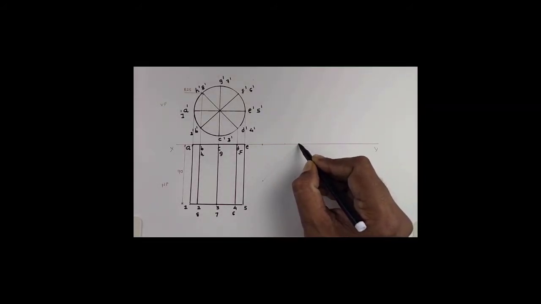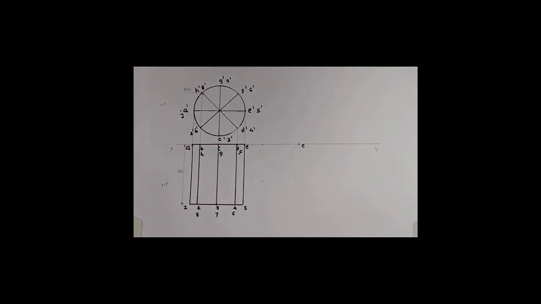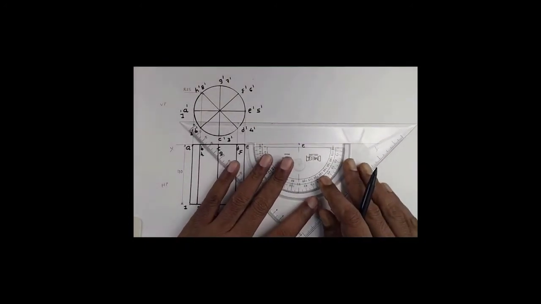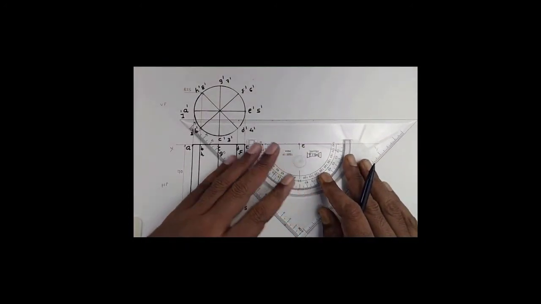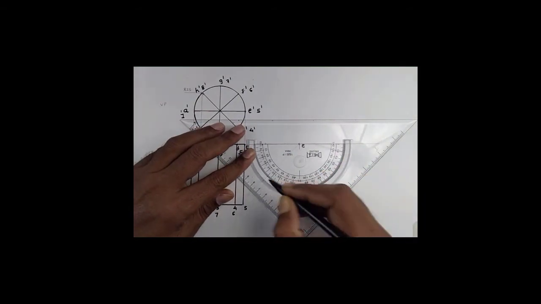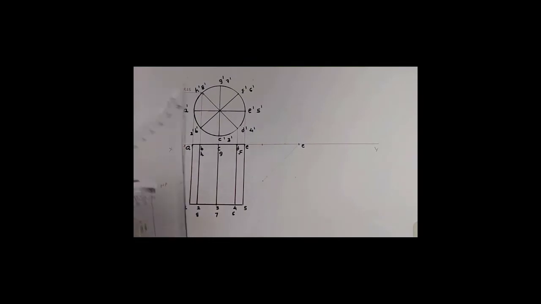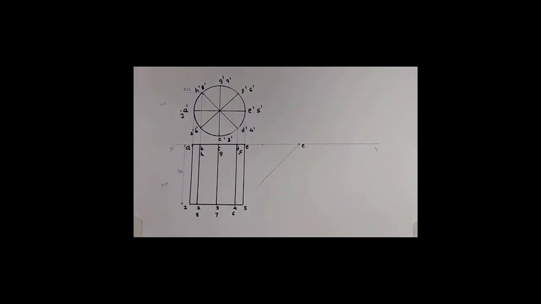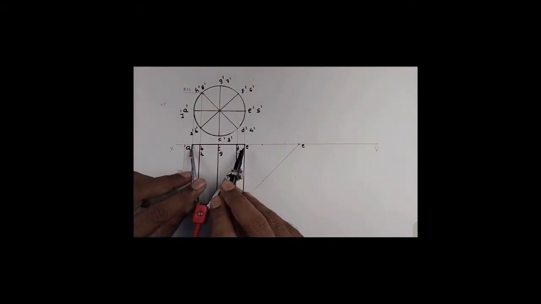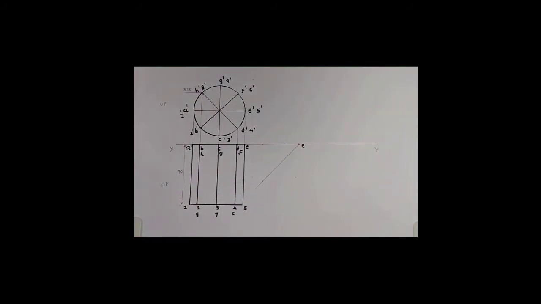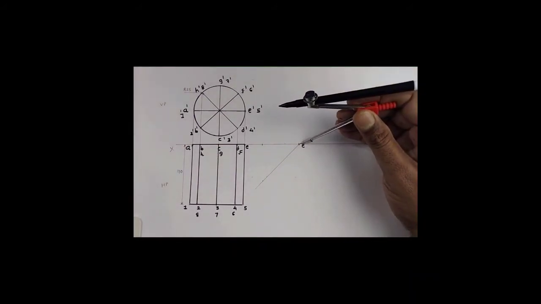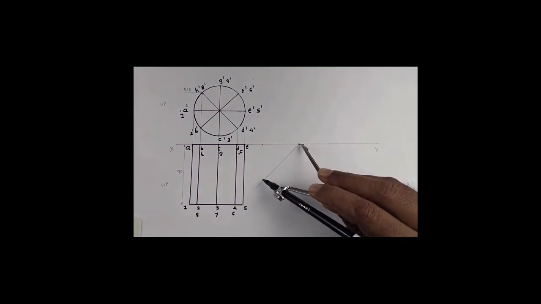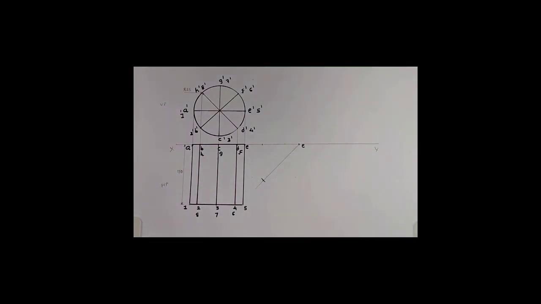So for that I choose the E point on XY line. Then at the E point, take the 45 degree inclination. And I create the light base projection line. On this projection line, we choose the 60 mm length, E point it is center, and we draw the arc on our inclination line.